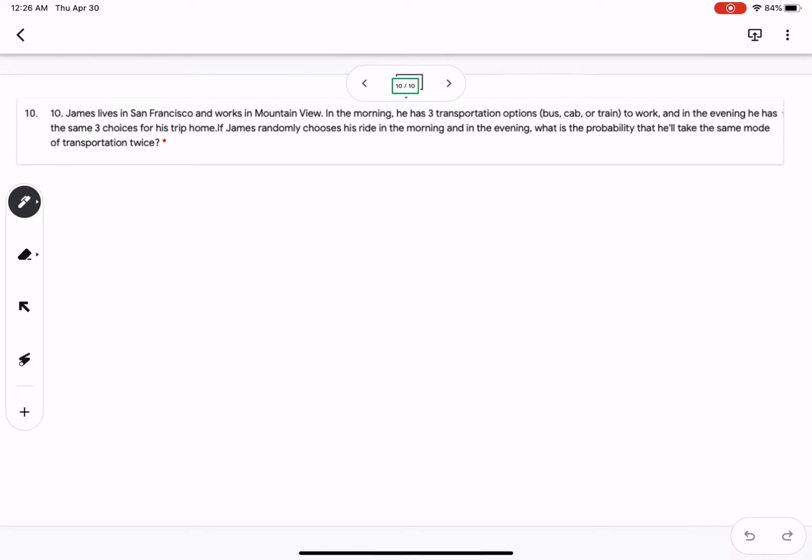Okay, last one. James lives in San Francisco and works in Mountain View. Okay, so we did this one earlier too, okay? He's got the bus, cab, and train that he could take in the morning and in the evening. Okay, so we're going to make that again. So we got morning and we've got evening. So we got to come up with all of those possibilities here, okay? Because we're finding the probability, right? Probability is always that want over total. So we got to find the total. We got to find all the different options, okay?